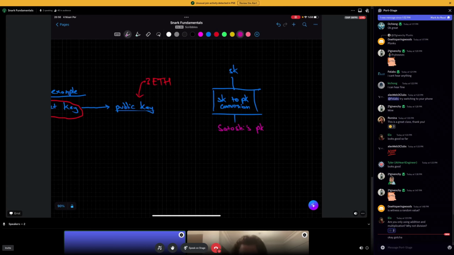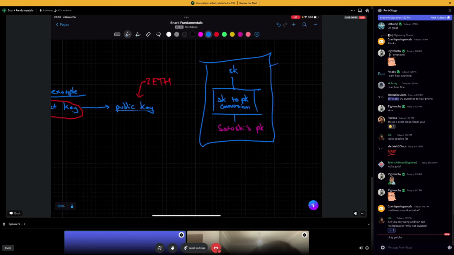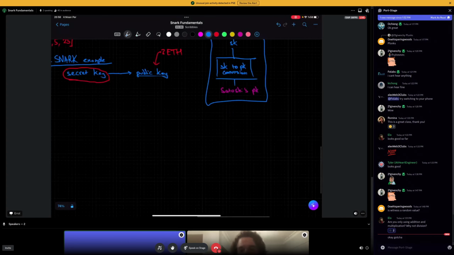If we have this as our ZK circuit, this is our ZK circuit. And let's say I take this circuit, and I put in my witness, and I get out a proof, and then you take the proof and the original circuit, and it checks out. That was the process of what SNARKs do.